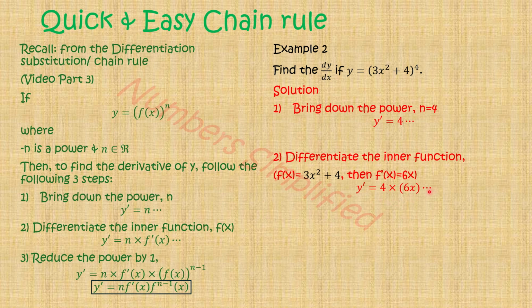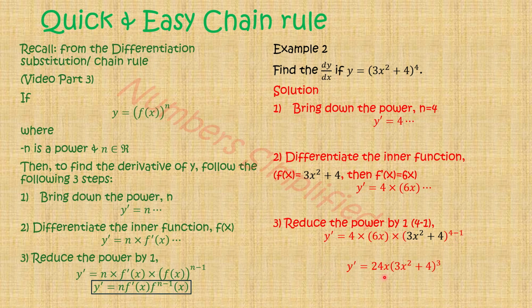Then we are moving on to the last step. In the last step, we reduce the power by 1. That is to say, 4 minus 1. The power was a 4, so we reduce that power by a 1. Therefore, y prime becomes 4 times 6x times 3x squared plus 4 raised to the power 4 minus 1. And simplifying that one further, we are going to get y prime is equal to 24x times 3x squared plus 4 raised to the power 3. And that's how we would get the final answer.